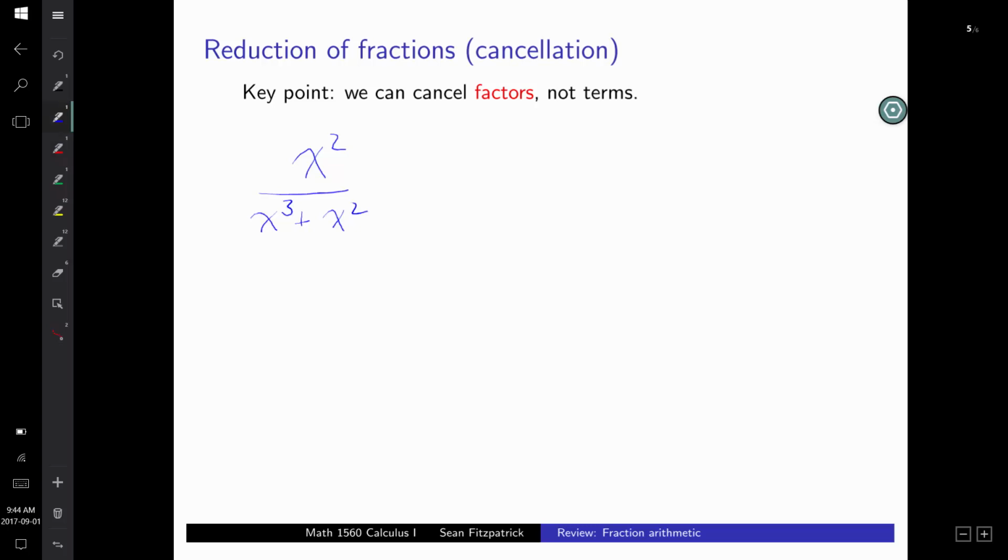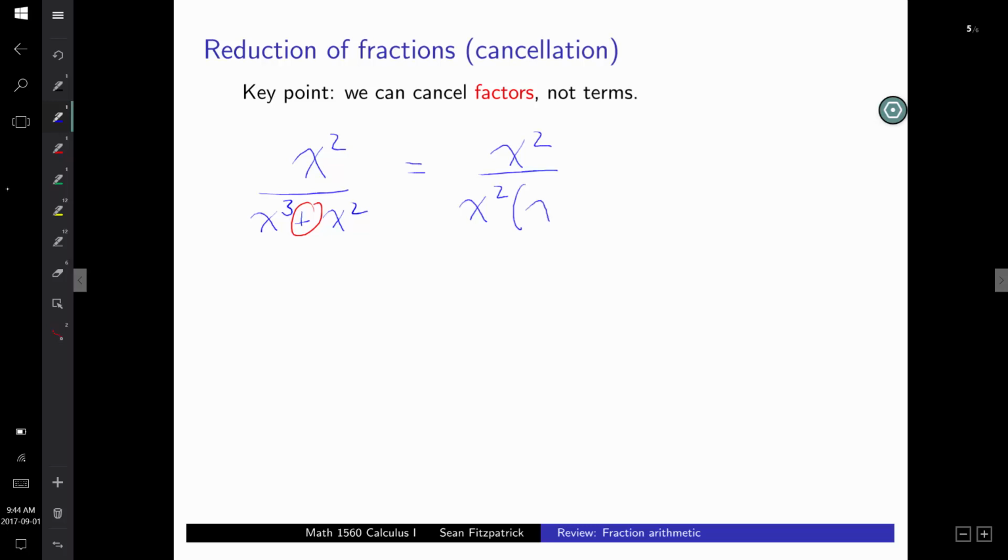How do you cancel? You can't cancel terms. If there's addition involved, this plus sign here is what's causing trouble. If things are being added, you can't simply cancel something. The only way you can cancel is when everything is being multiplied together, and so the way you have to turn this into a multiplication situation is you first pull out common factors and then you try to cancel. So on the bottom, there is an x squared that I can cancel, but first I have to factor it out.